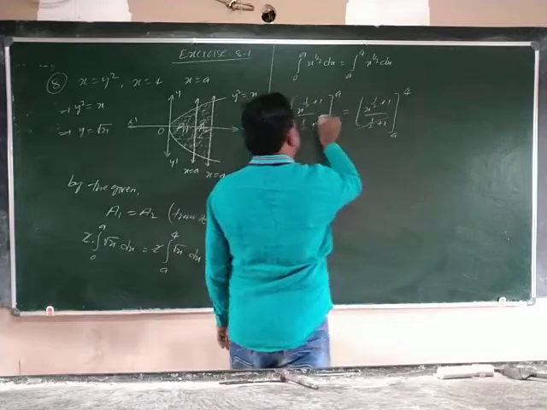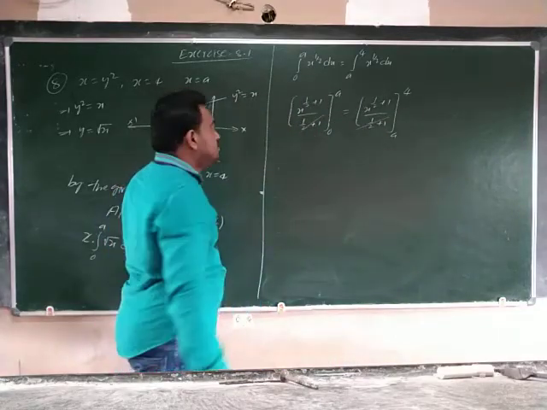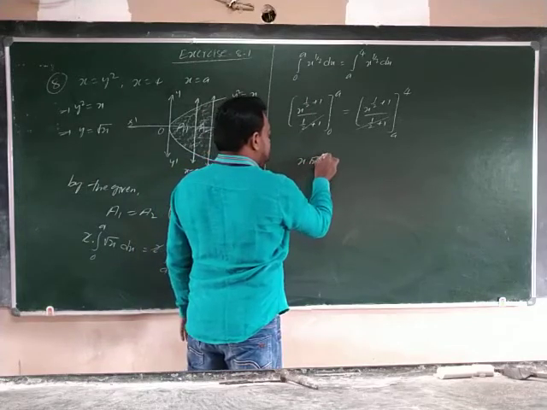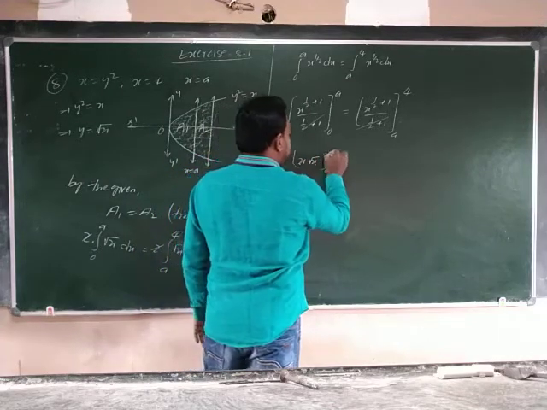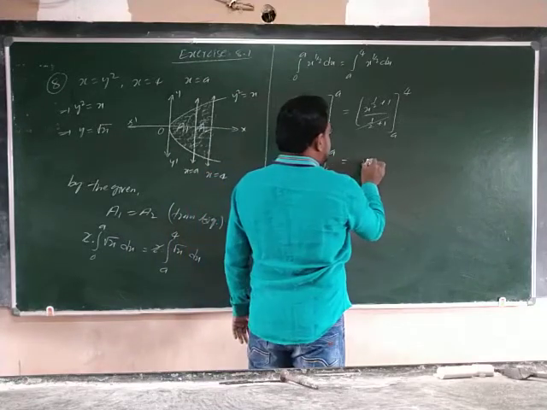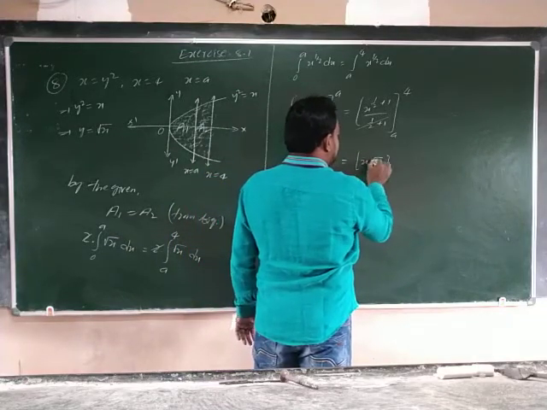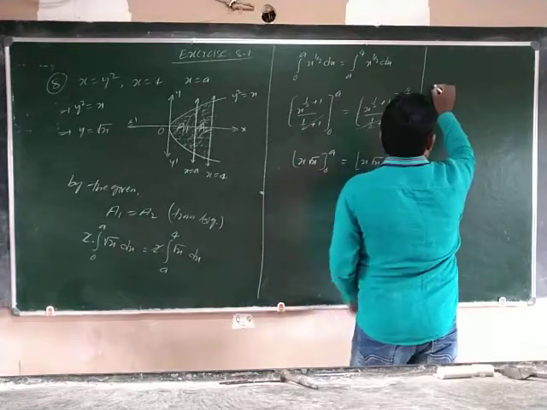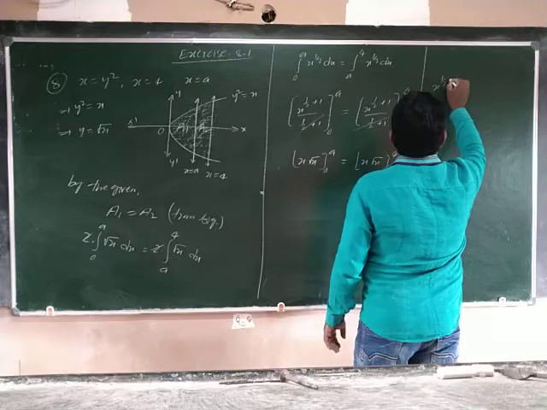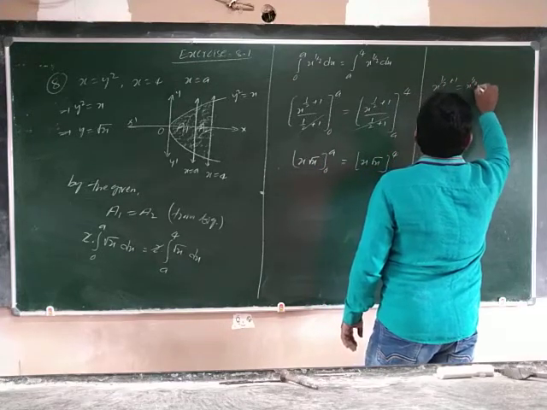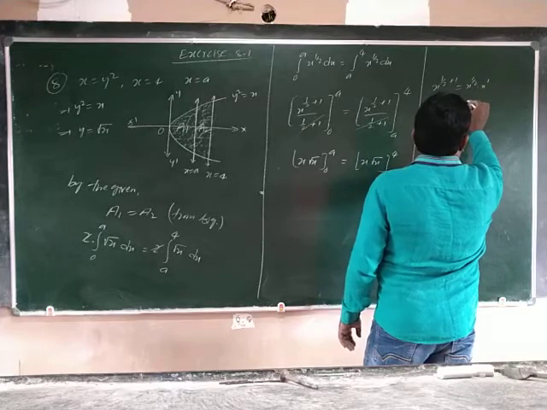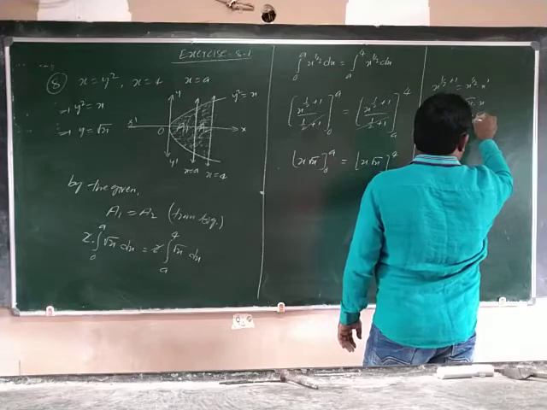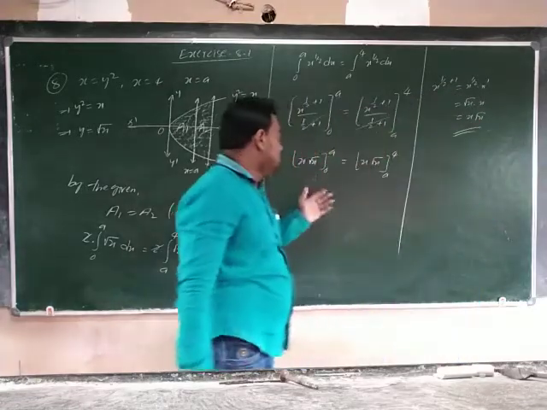Here 1 by 2 plus 1 is a constant only, so you cancel that one. So x power of 1 by 2 plus 1 is nothing but x root x. Limits over 0 to a is equal to x root x, limits over a to 4. How did I write x root x? You see, x power of 1 by 2 plus 1 is nothing but x power of 1 by 2 into x power of 1. x power of 1 by 2 is root x, and x power of 1 into root x is nothing but x root x. Like this we wrote. Now you apply the limit.